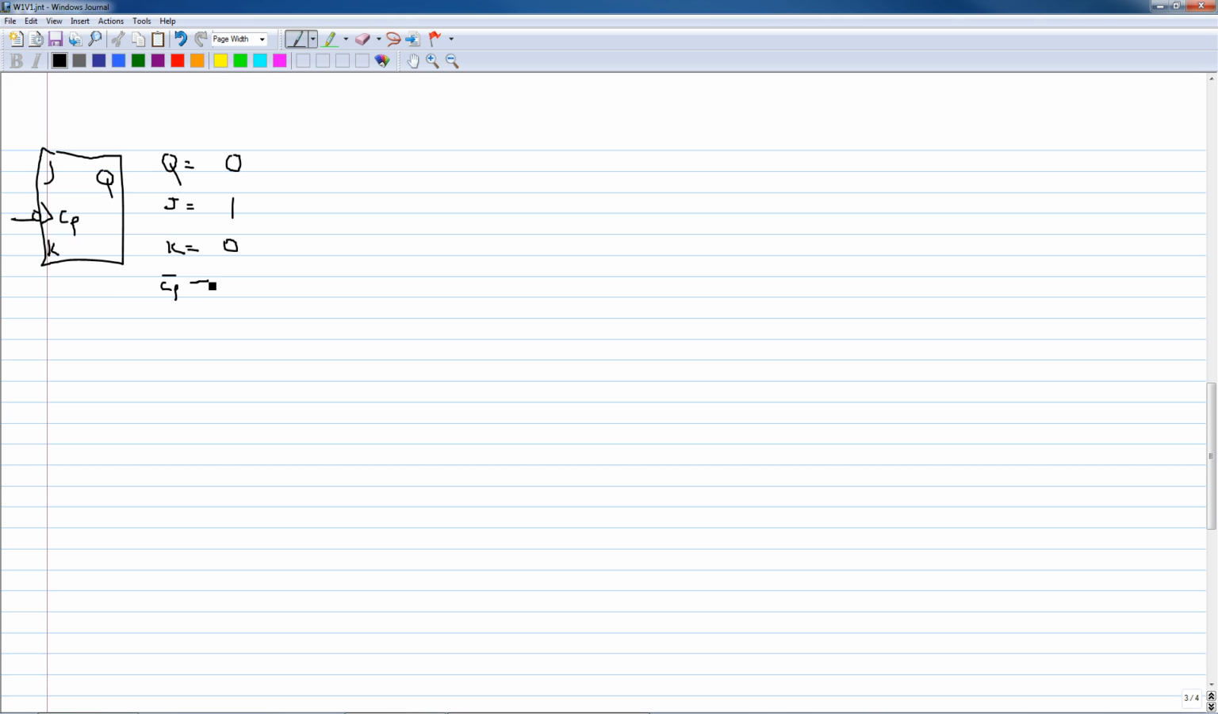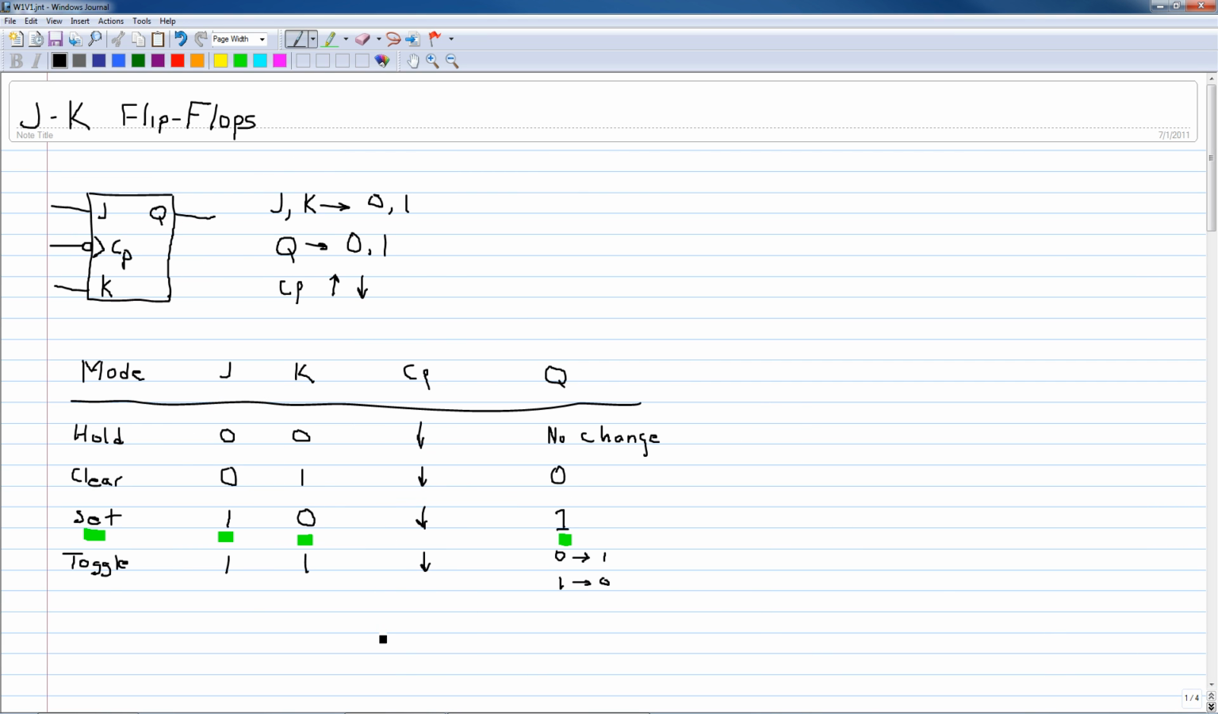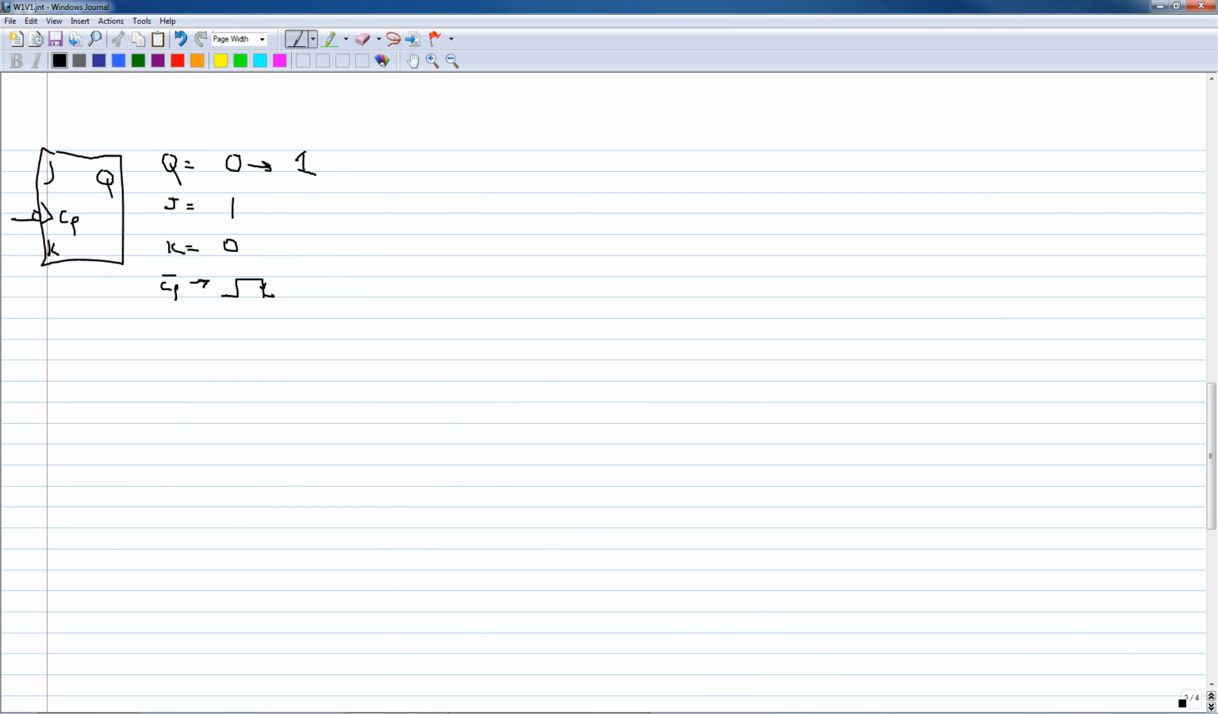Now, when I get the active transition of the clock, which will be negative going, which would be here, then Q would go from a 0 to a 1. That's because J is equal to 1, K is equal to 0. Taking it back to the transition table, J is equal to 1, K is equal to 0, so that sets the Q output, and Q becomes a 1.